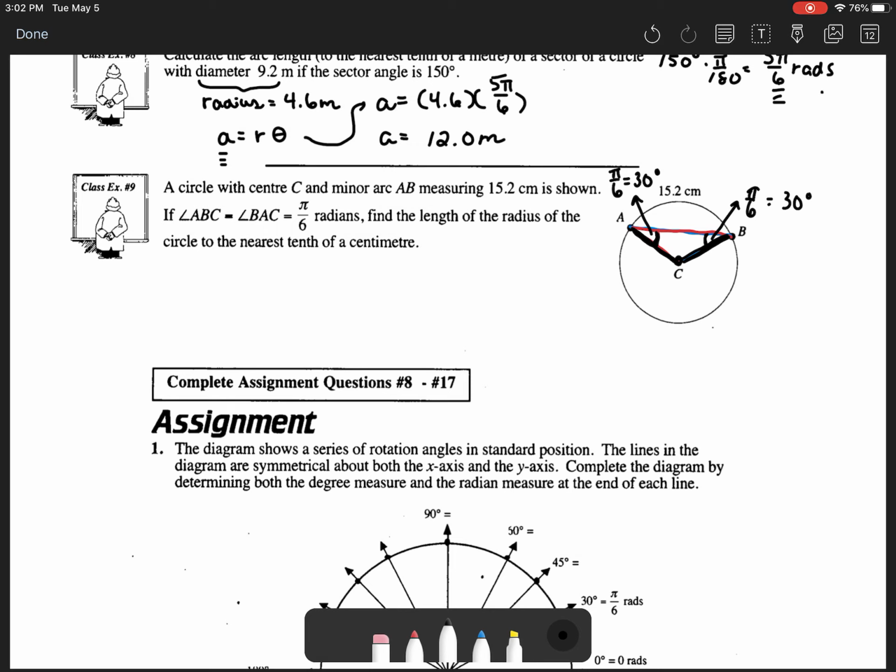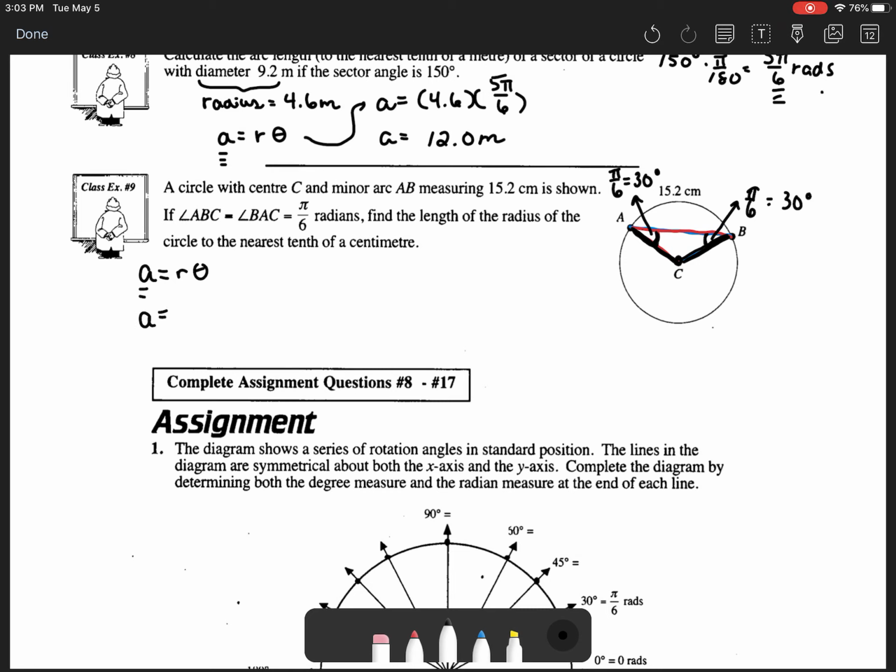What they want is for you to find the length of the radius, to the nearest tenth of a centimeter. So they want you to find the distance on the outside of the circle from A to B. That's really what they're looking for. In order to do that, I would have to use my arc length formula. A is equal to r times theta, where A is the arc length.